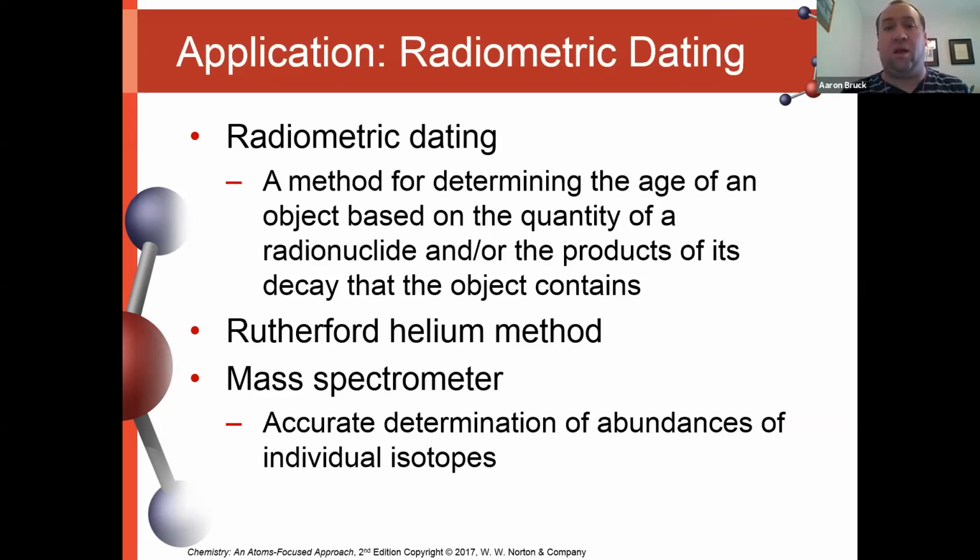And so there are a number of ways of going about doing that. Like I said, carbon's probably the most common. There are other radiometric techniques out there. One of them is known as the Rutherford Helium method. We can use mass spectroscopy to very quickly analyze how much, if I'm looking at the carbon in the sample, how much of it is carbon 12, how much of it is carbon 14, to get an idea of how much is present there.